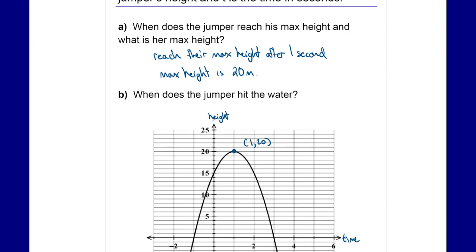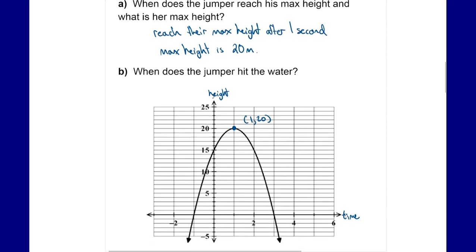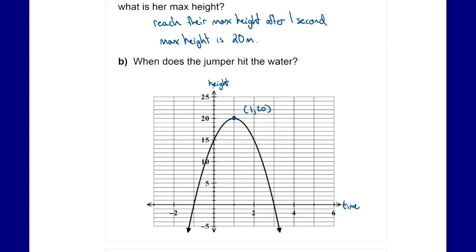The other thing we're going to look for is when they hit the water. If we imagine our cliff diver starting up here, we'll just draw a little stick figure. They jump into the air and then dive off the cliff. So when do they hit the water? We're looking for when the height is 0. So their height equals 0 after 3 seconds.